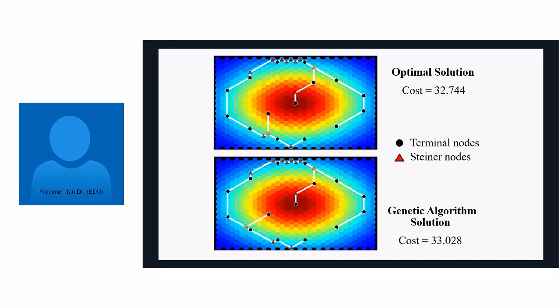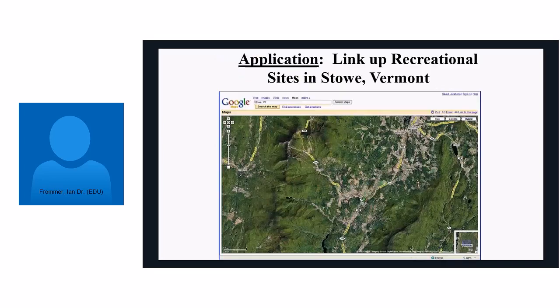What I'm doing here is comparing to the optimal solution. This problem was small enough that I could do the thing I was talking about before. I actually went through all the possible solutions. It took a long time. And here's my solution, which was a heuristic. So not optimal, close to optimal, and much, much faster. This was the essence of this portion of my thesis: develop a heuristic to solve this particular problem. Okay, so a little bit after that, I wanted to come up with an application of it. This is where I started off talking about linking up recreational sites in Stowe, Vermont.